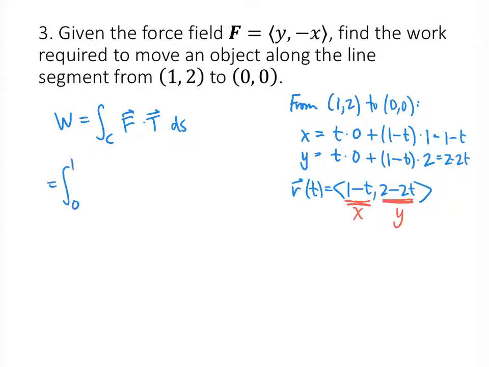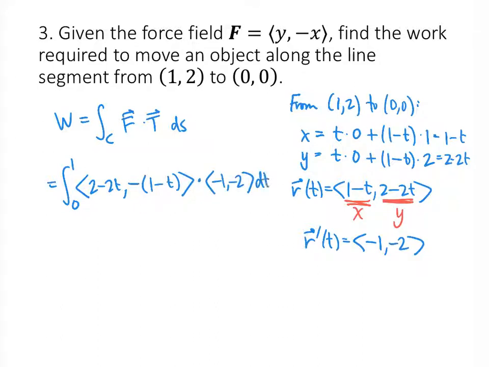When we parameterize a line segment this way, the parameterization goes from 0 to 1. My vector field is y comma negative x. So that's going to be 2 minus 2t, that's my y, comma negative x, so that's going to be negative 1 minus t, that's my negative x. Now my r prime vector is just going to be the derivative here, which is going to be negative 1 comma negative 2.